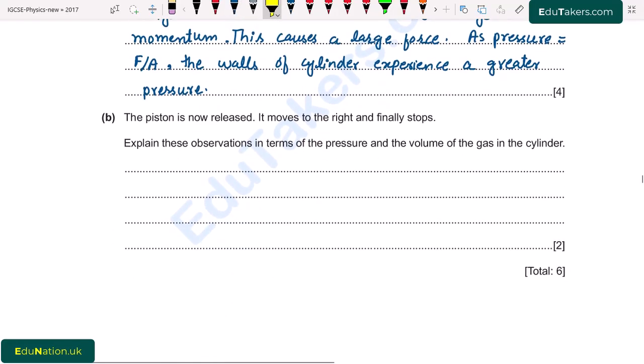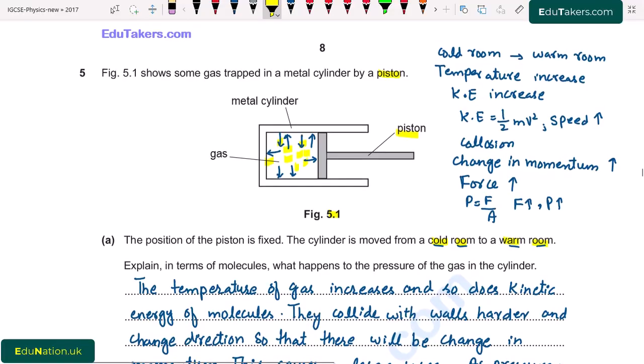The piston is now released. It moves to the right and finally stops. Explain these observations in terms of the pressure and the volume of the gas in the cylinder. So first of all, it moves towards the right. It means that piston moves in this direction so that the volume of the gas increases. And we know that volume and pressure are inversely proportional to each other. So when the volume of gas increases, the pressure will decrease.